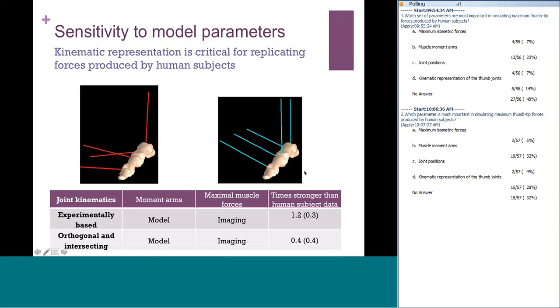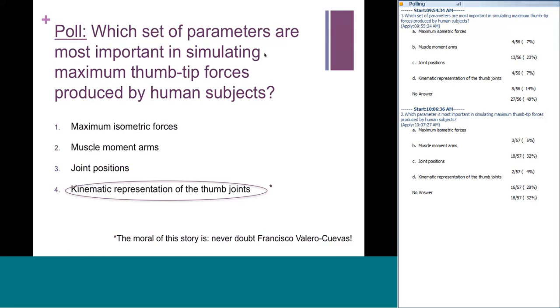So our major conclusion is that in agreement with Valero-Cuevas 2003, where they postulated, but weren't able to test this directly in their study because they tested so many other things, the kinematic representation is the critical thing for replicating forces produced by human subjects. So I'm not going to ask this question again, but I do want to bring to your attention that through concerted modeling effort, both Valero-Cuevas and our study more explicitly demonstrated the kinematic representation. But I think the moral of the story, of course, is to never doubt Francisco Valero-Cuevas.